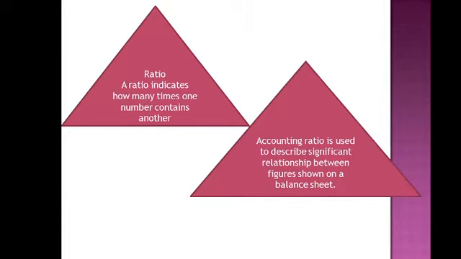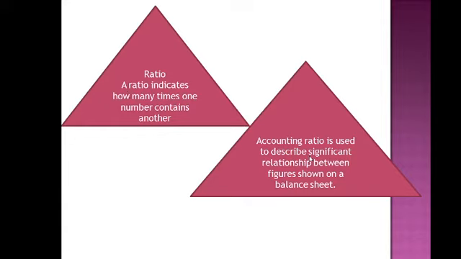Now let's start with ratio. What is ratio? Ratio indicates how many times one number contains another. For example, if you have 8 oranges and 6 lemons in a bowl of fruit, then the ratio of oranges to lemons is 8 to 6, which is equivalent to 4 to 3.